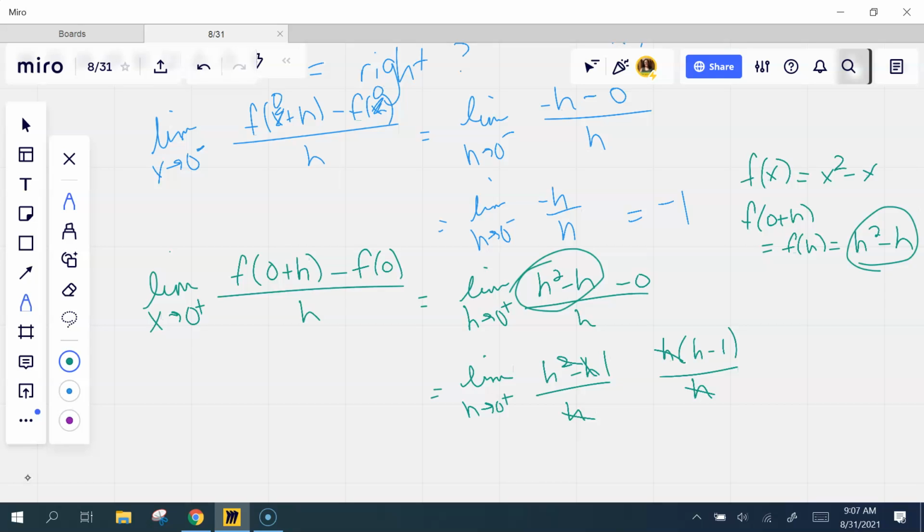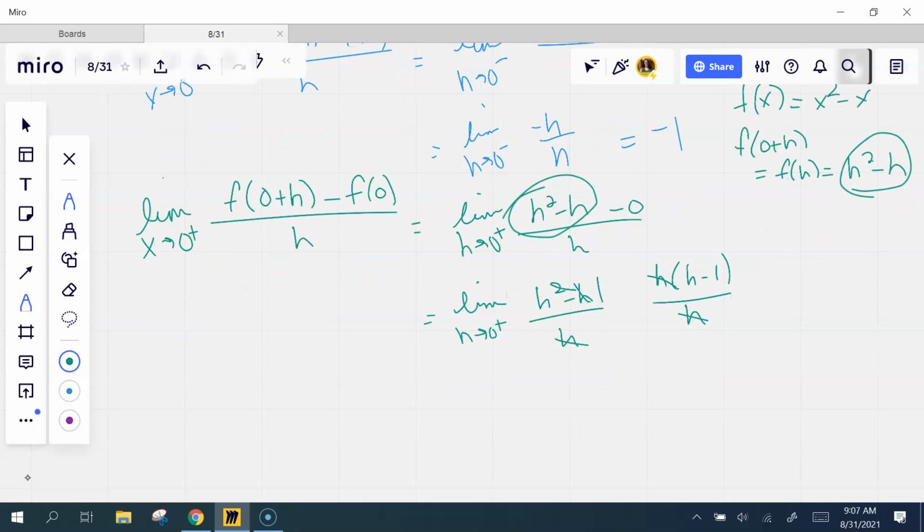Otherwise, you'd be in a position like Van saying where you'd be foiling. You just plugged in for h. Correct. All right, so now what? You're at h minus 1. And if you put 0 in at h minus 1, you get negative 1.